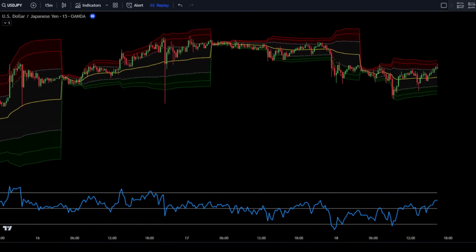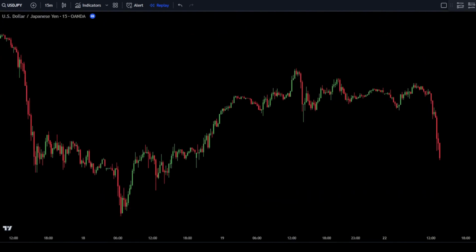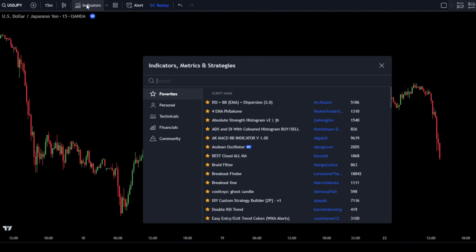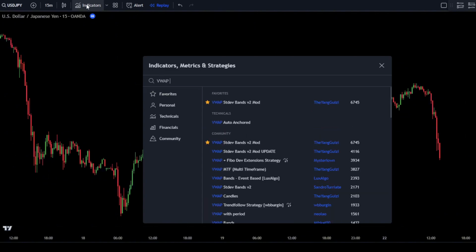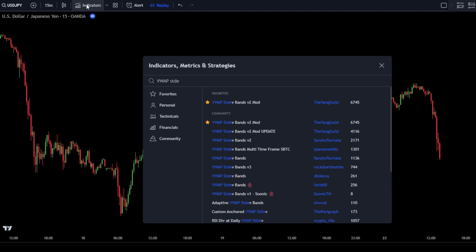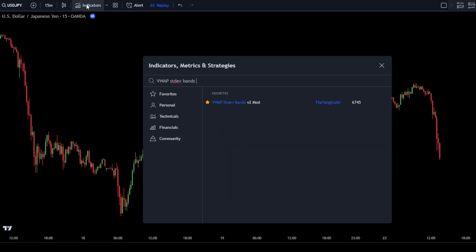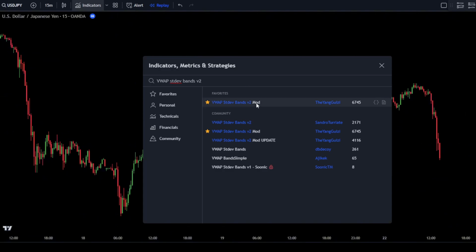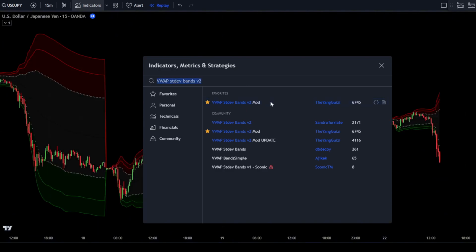Now, open your TradingView. We will demonstrate this trading strategy using a 15-minute time frame on forex trading. First, go to the Search tab for indicators. In the Search tab, type in Vwap Divergence V2. Then, select the Vwap Divergence V2 indicator by xauusd.